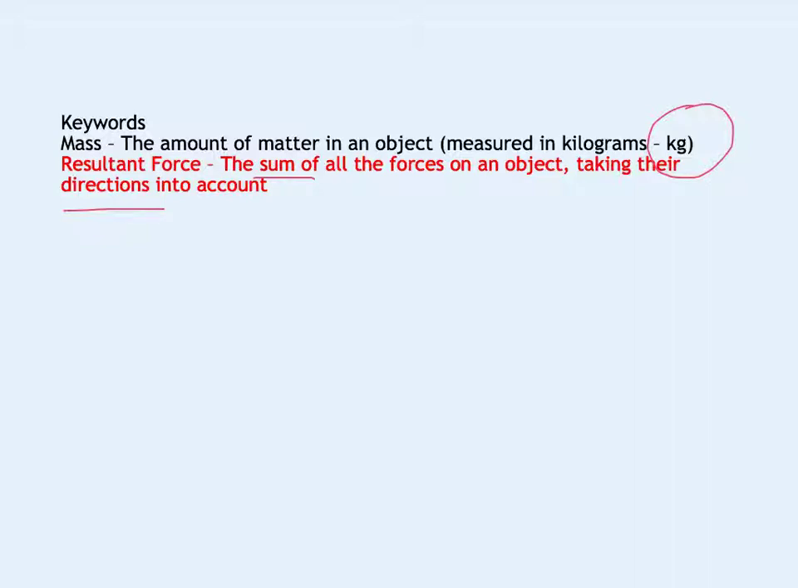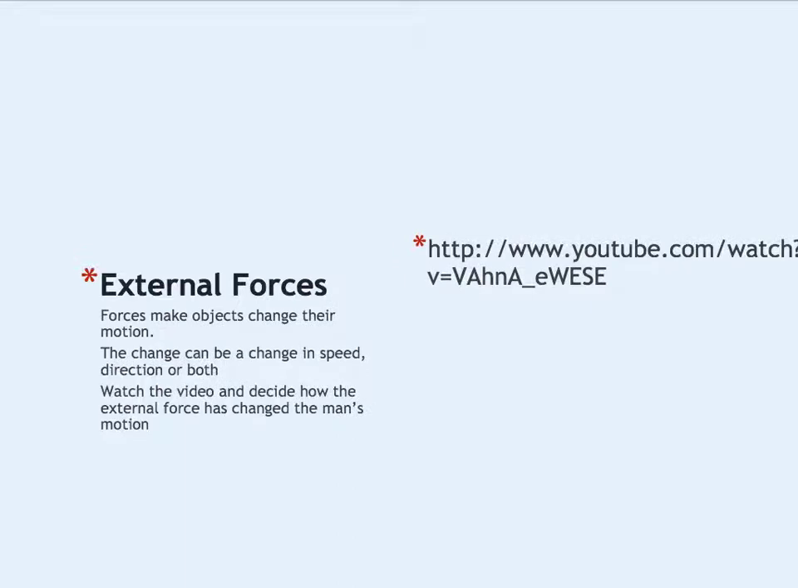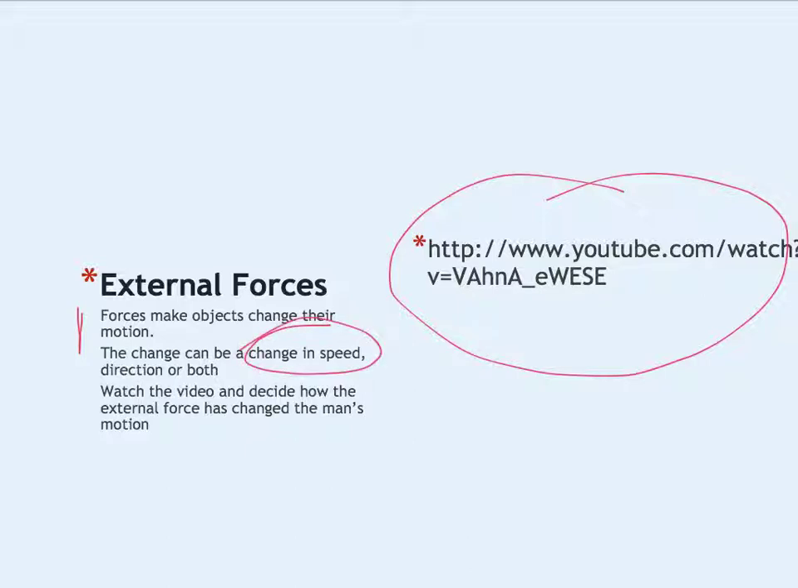Right, so when an object is moving, it's going to carry on moving exactly the same way until you impart an external force on that object. So what I want you to do is watch this video here. Again, like all my normal slides, you're going to have to find that YouTube clip yourself, but I want you to think about the three things that are on the left. I want you to think about how the force makes the object change its motion, and the idea in this video of whether it's the change in speed or the direction or both. So watch the video and decide how the external force which has been applied to the man has changed his motion.